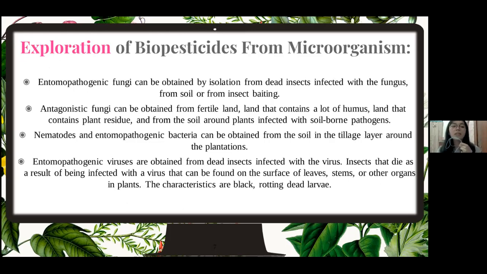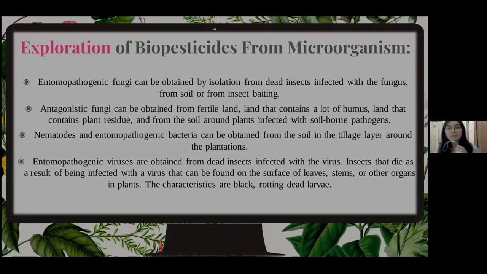And the last one, entomopathogenic virus are obtained from dead insect infected with the virus. Insect that die as a result of being infected with a virus can be found on the surface of leaf, stem, or other organs in plants. The characteristics are black rotting dead larvae.